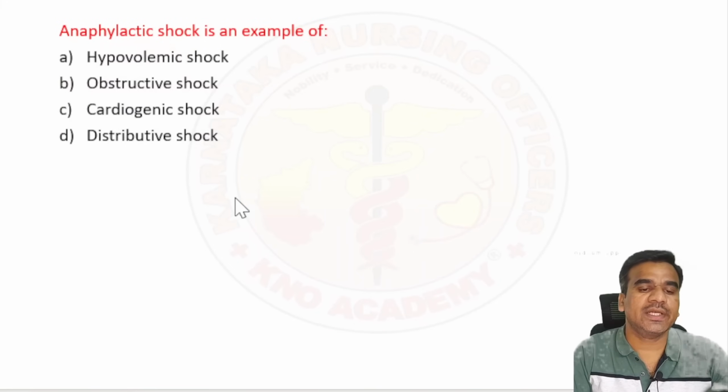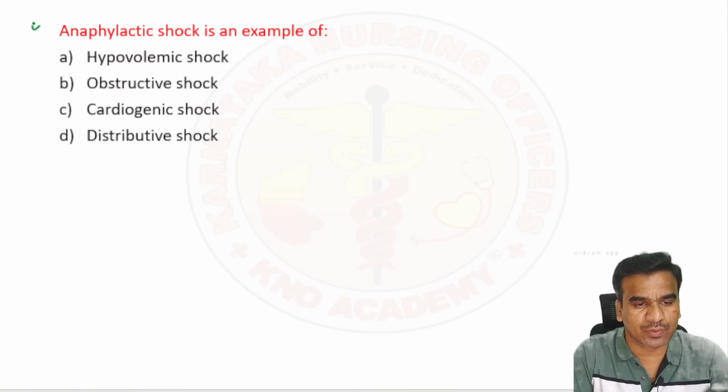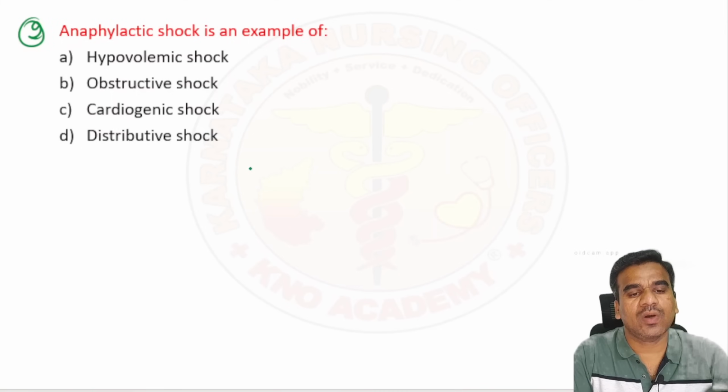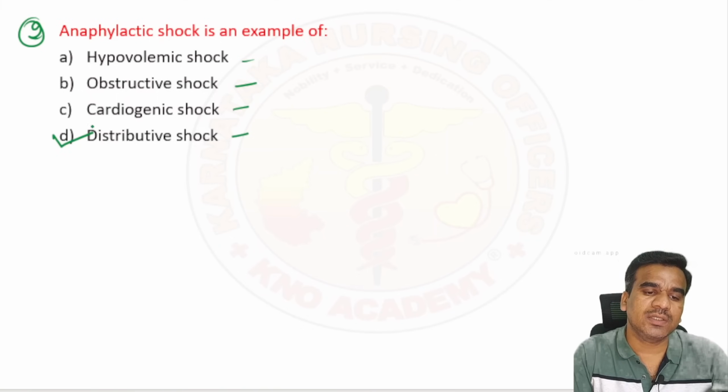Next question, number 2, is about anaphylactic shock. Anaphylactic shock is an example of which shock: hypovolemic, obstructive, cardiogenic or distributive? The right answer is distributive shock.